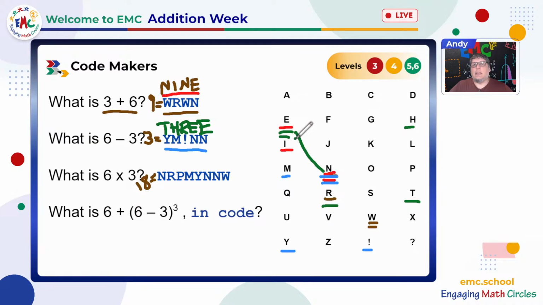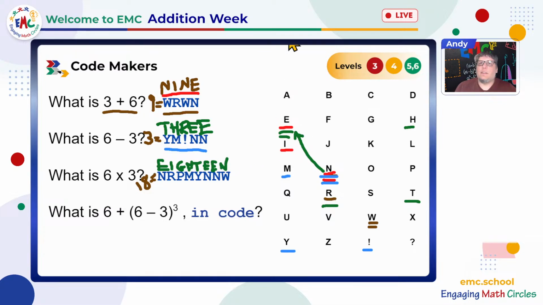So I think N in code is E in English. And we can test that with our third word. Of course we can. Hey, this third word is 18. And it looks like my suspicions are correct.